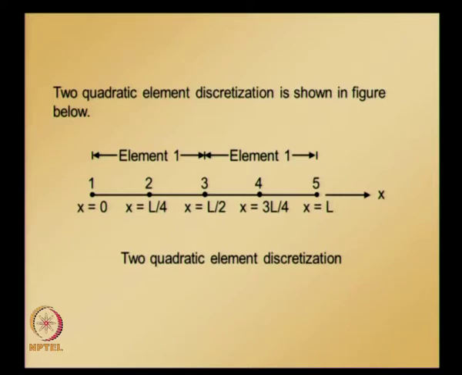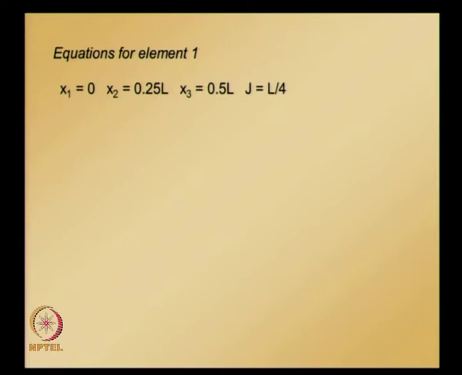You can notice that for both elements 1 and 2, the lengths are the same, and also the position of nodes locally is at the same distance from each other. So, the element equations for element 1 and element 2 are going to be the same, since EI is constant. Now, let us see the element equations for element 1.